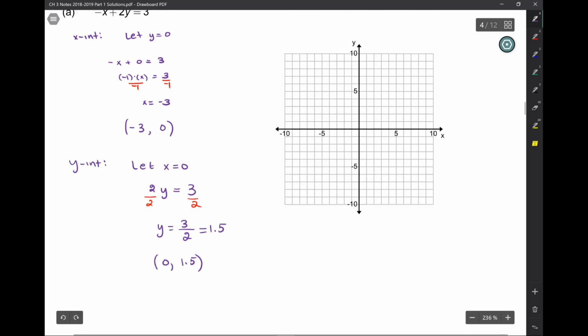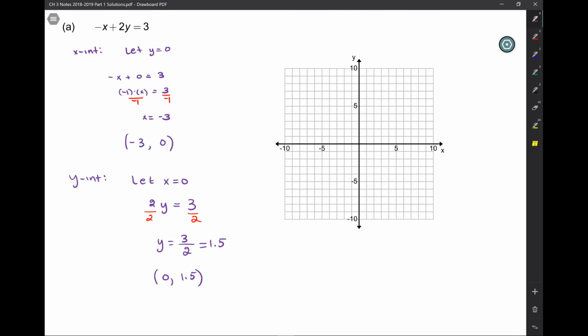Okay, great. Now I'm going to plot those. X-intercept is -3, comma 0. So x is -3. 1, 2, 3, -3 right there. Y is 0, comma 1.5. So if 1 is here, 1.5 is a little bit above. 0, comma 1.5.